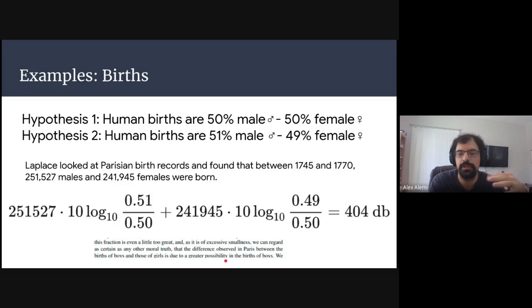This is equivalent. What Laplace actually did was compute the posterior probability of the hypotheses, and he worked out all the stuff. But a simpler thing: if we have two hypotheses that we want to compare, we compute the weight of evidence of the observations, we can add or subtract them, and we can ask just how much the belief-o-meter moves. And in this case, it moves 404 decibands towards 5149, away from 50-50.